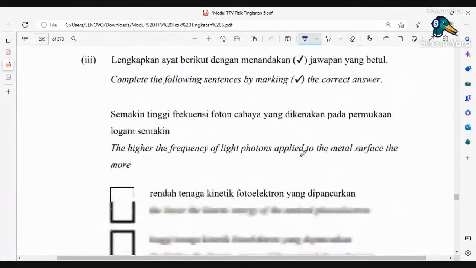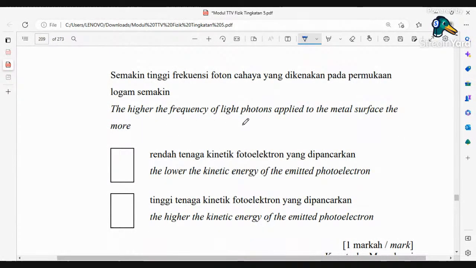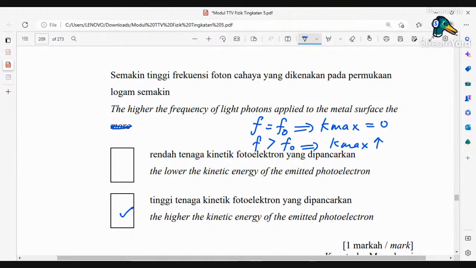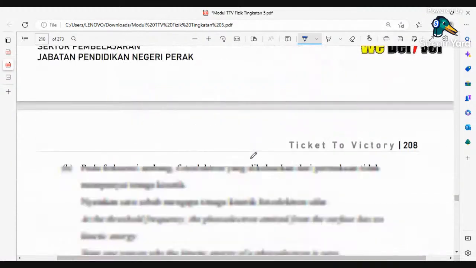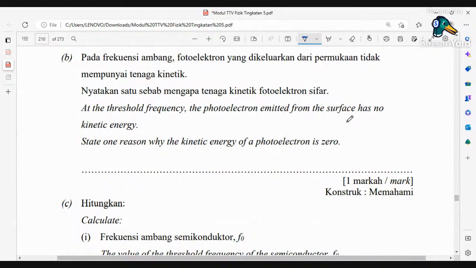Complete the following sentences by marking tick. The higher the frequency of light applied to the metal surface, the higher the kinetic energy. So K maximum depends on the frequency of the light photon. If the frequency of light equals the threshold frequency of the metal, K maximum equals 0. But if the frequency is more than the threshold frequency, K maximum increases. So when frequency increases, K maximum increases. At the threshold frequency, the photoelectron emitted from the surface has no kinetic energy.